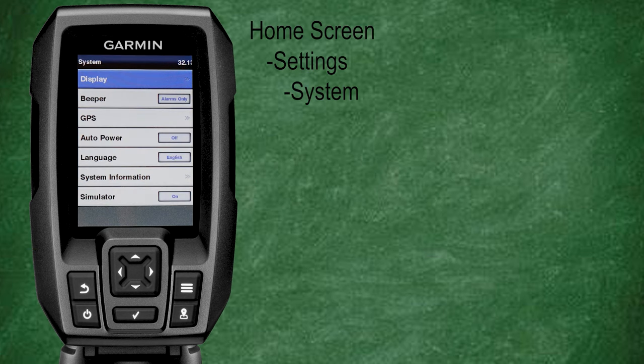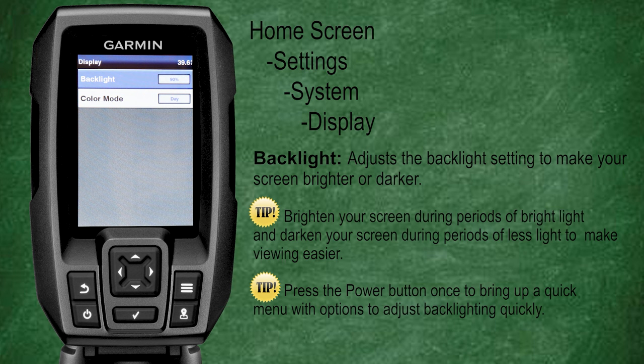Under the system menu, you'll see settings that are adjustable for display, beeper, GPS, auto power, language, system information, and simulator. We'll start with the display settings. You'll see the option for adjusting your fish finder backlighting, which can be adjusted to make your screen brighter or darker based on ambient lighting conditions to help make your fish finder screen easier to see.